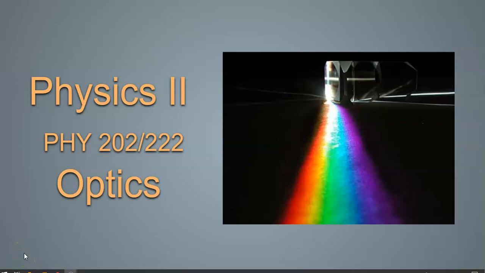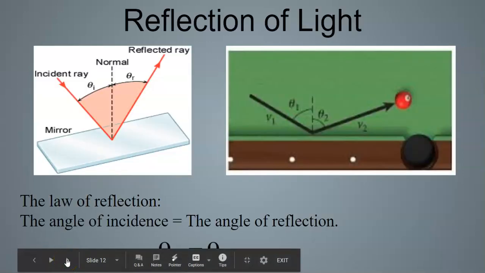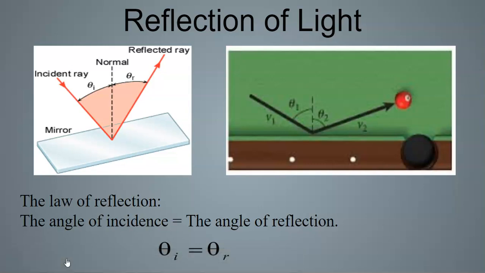Okay, here's a couple rules about light. This is reflection and refraction. This is really easy, really straightforward. Only a couple little formulas to think about here. But first one is about the reflection of light.